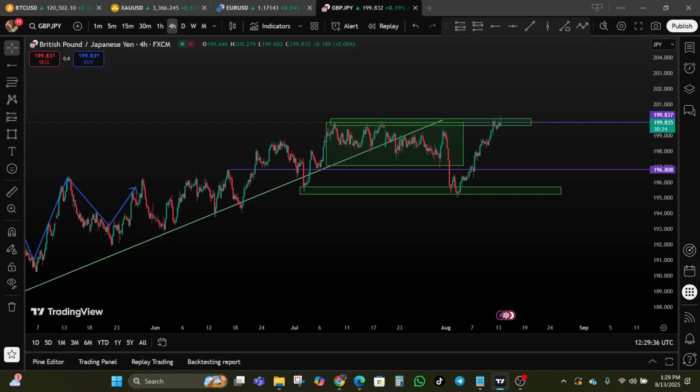Trading liquidity plus structure is about aligning yourself with the flow of the market. You are not predicting, okay? You are just reacting to clear, repeatable patterns that the smart money leaves behind.